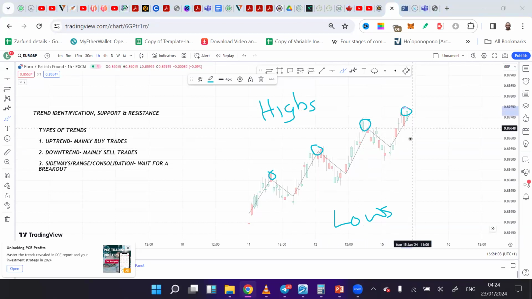It looks as if something attacks price when price gets there, so it seems to recoil. Price hits this point, recoils. Price hits this point, recoils. Price hits that point, recoils. These areas are what we call the swing highs. We call them the highs, or we call them the swing highs.